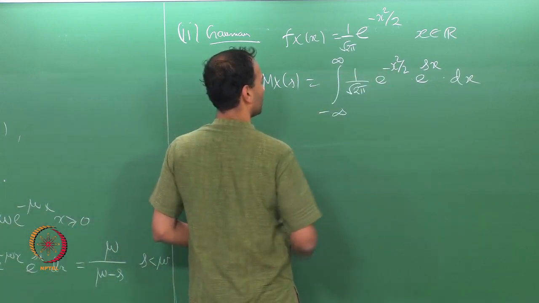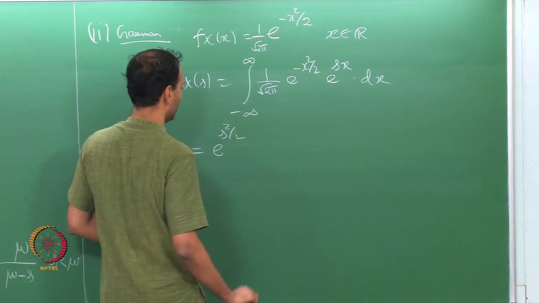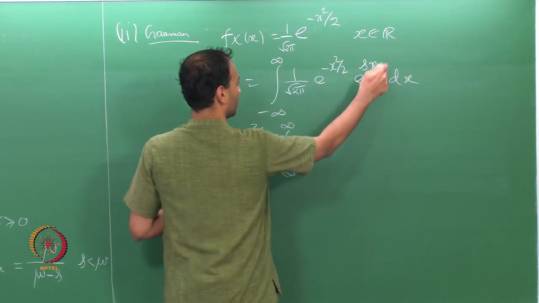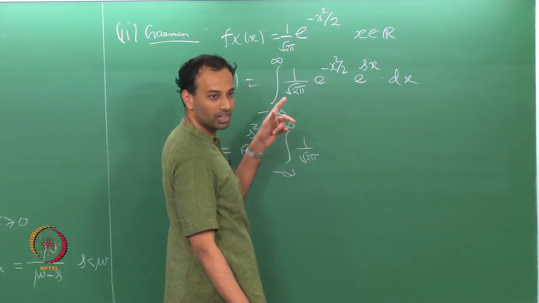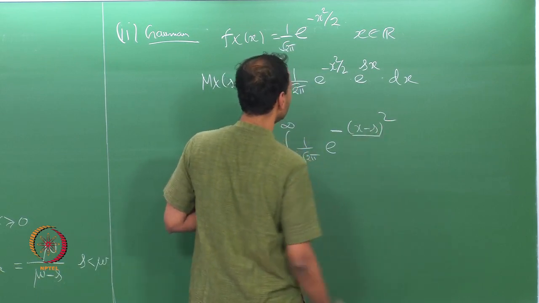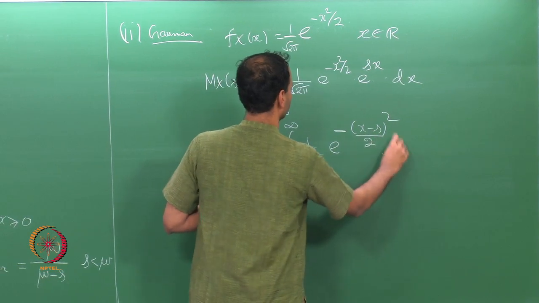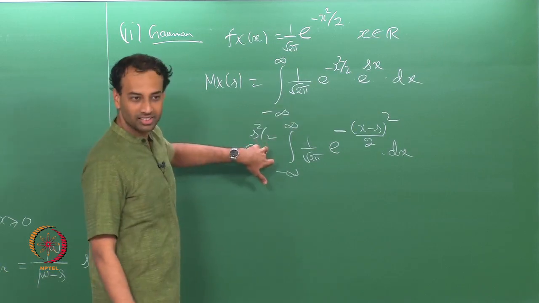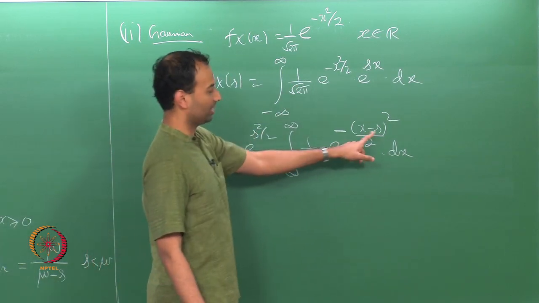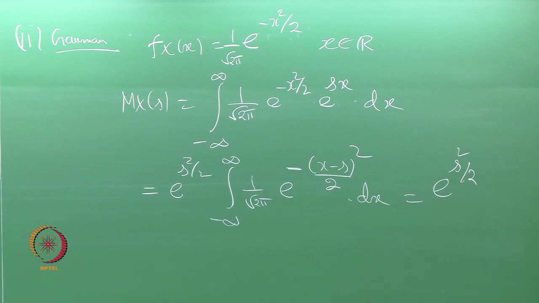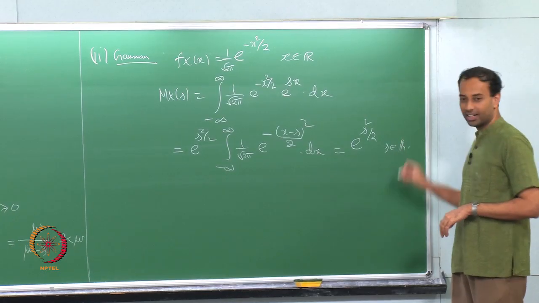You add and subtract s squared over 2, and then you will have a perfect square in the exponent: e^(-(x-s)^2/2). Correct, with me? This is just algebra, a standard trick, and the remaining integral is a standard Gaussian integral, which becomes 1. So the answer will be e^(s^2/2), and this is valid for all s in R.